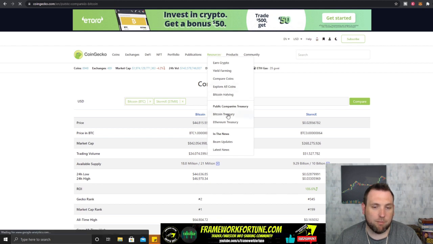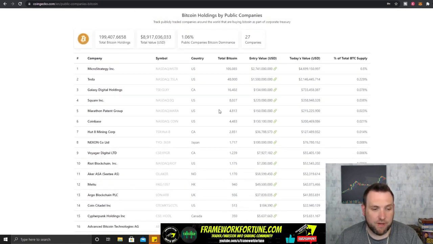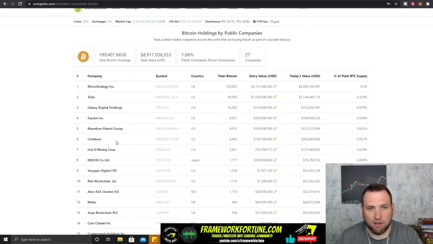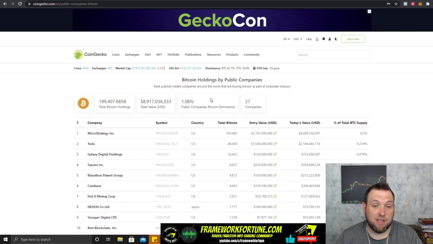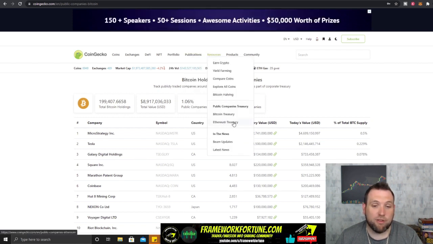And then public company treasuries, you can see the Bitcoin holdings by companies. Tesla's got some, MicroStrategy, Galaxy Digital, Square. And that's pretty good for the stock market. If you're a stock trader, you can find out some crypto companies to invest in. So very good information for stock investors and crypto investors. And you can do the same thing and look at what companies own Ethereum.